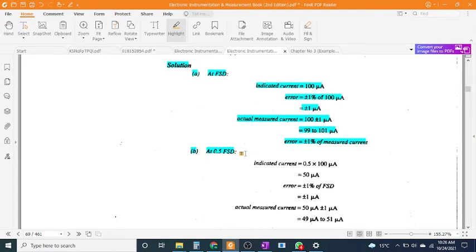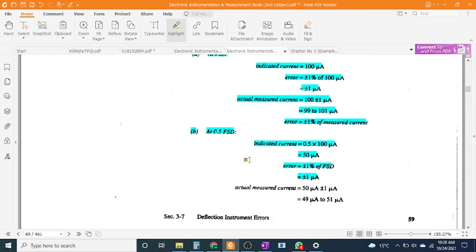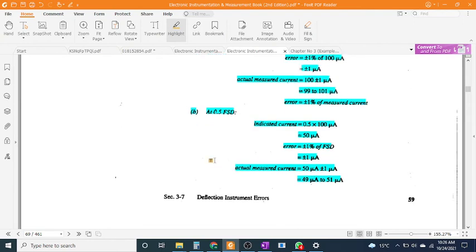B, 0.5 FSD. Indicated current equals 0.5 times 100 µA, equals 50 µA. Error equals plus or minus 1% of FSD, equals plus or minus 1 µA. Actual measured current equals 50 µA plus or minus 1 µA, equals 49 µA to 51 µA.